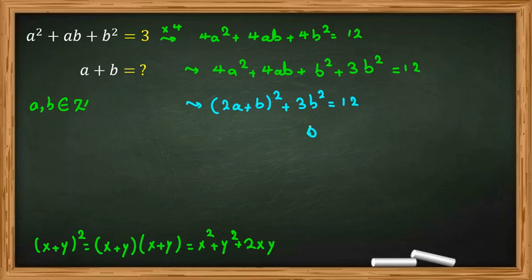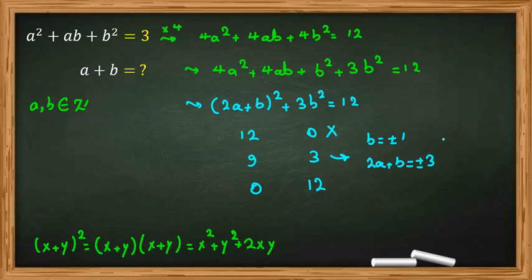And if b is 0, it can be 0. If b is 1, it is 3. If b is 2, it will be 12. If it is 0, it is 12. If it is 3, it is 9. If it is 12, it is 0. So this case is bad because this squared cannot be 12. But this case says what? B is plus minus 1. And 2a plus b is plus minus 3.